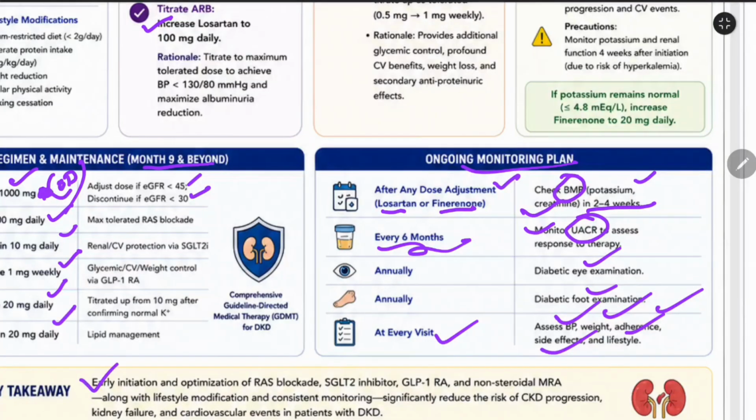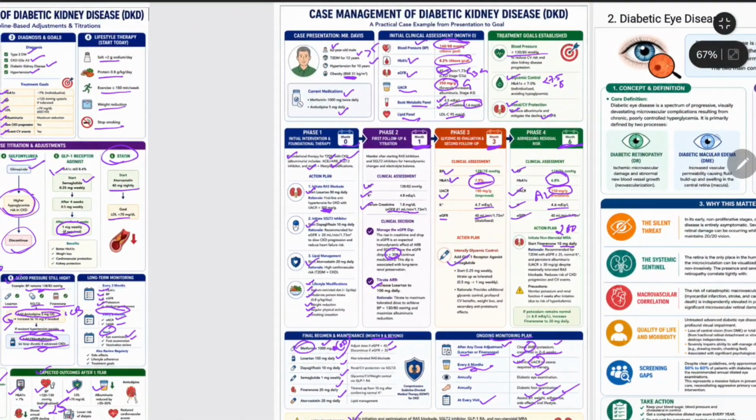Key takeaways: early initiation of RAS blockade, SGLT2 inhibitors, GLP-1 receptor agonists and non-steroidal MRA, along with lifestyle modification and consistent monitoring, reduce the risk of CKD progression, kidney failure and cardiovascular events in patients with DKD. That's all about DKD. Thank you.